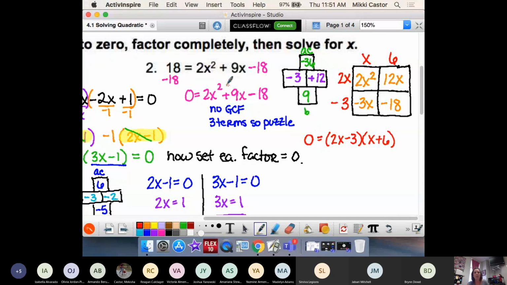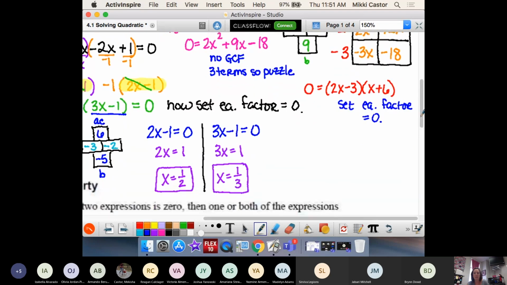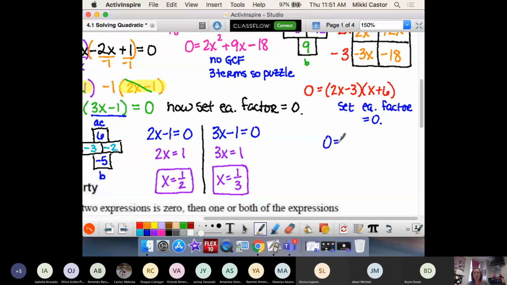Remember, what we're doing in factoring is we're taking this and breaking it down to its 2 factors. So that's what we just got through doing here. It's still equal to 0. So now, just like we did with the last one, we're going to set each factor equal to 0. So I'm going to come down here and do 0 equals 2x minus 3, and 0 equals x plus 6. Each of these gets their own equals 0.